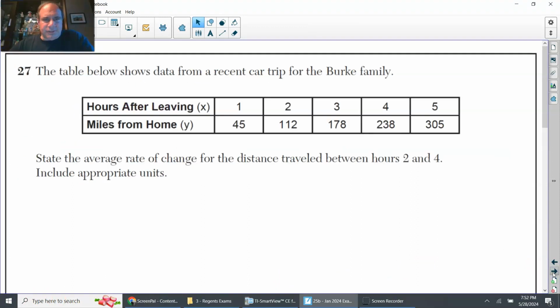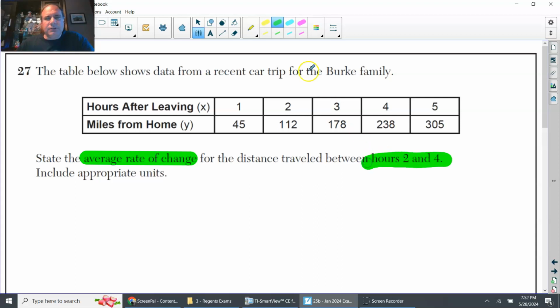So the table below shows the data from a recent car trip. State the average rate of change. Just remember, average rate of change is just the rate of change for a specific number of hours that they tell you. Hours 2, so right here, we have to use that. And they said that we have to use 4. So I'm going to put 2, 112, average rate of change, and I'm going to put 4, 238.